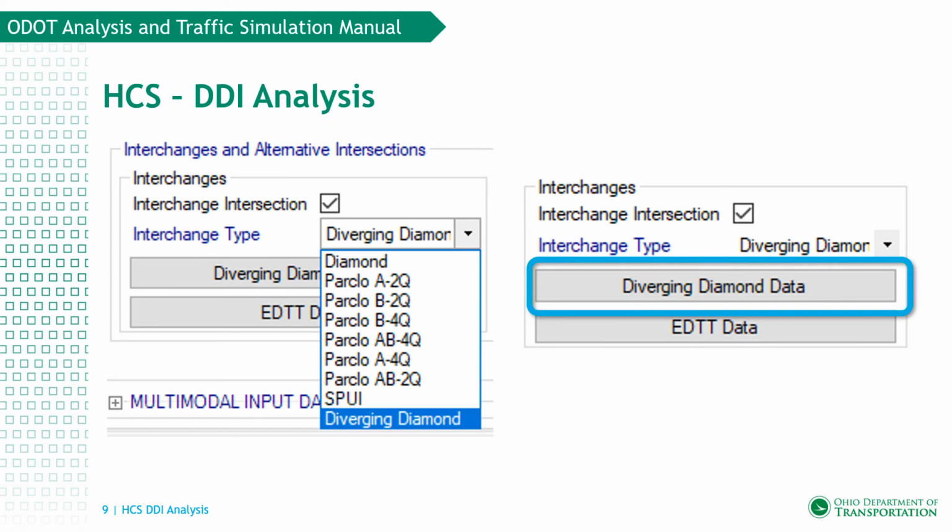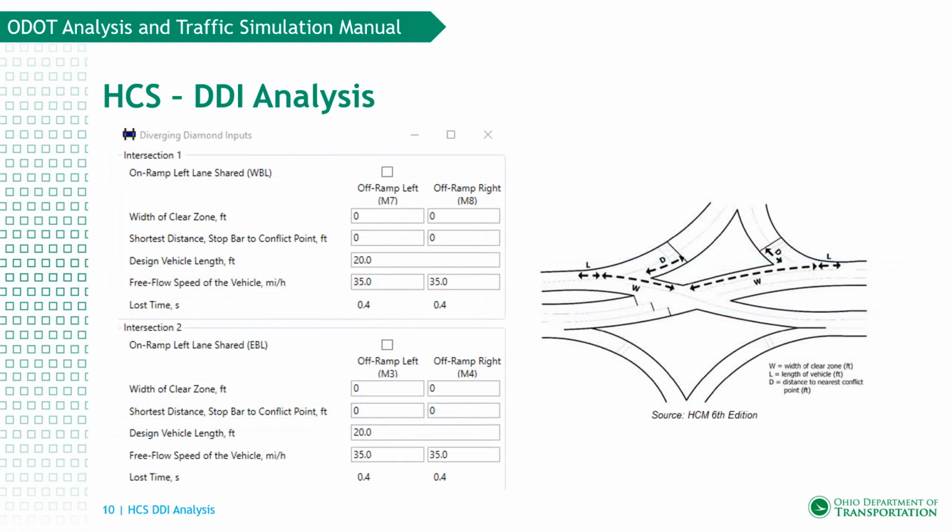Once all the data is entered for both intersections, toggle the Interchange Intersection button under Interchanges and Alternative Intersections. From the drop-down menu, select Diverging Diamond. Then, click on the Diverging Diamond data. A Diverging Diamond Inputs box will open.